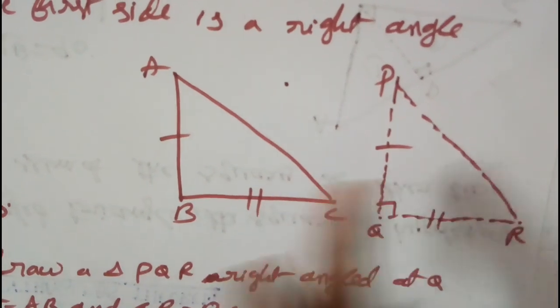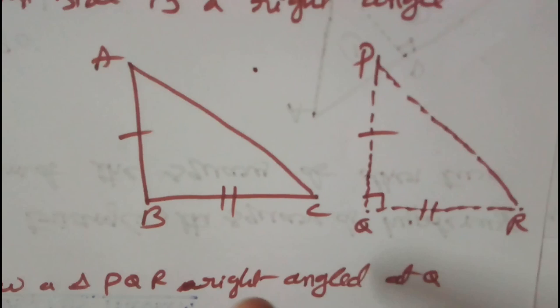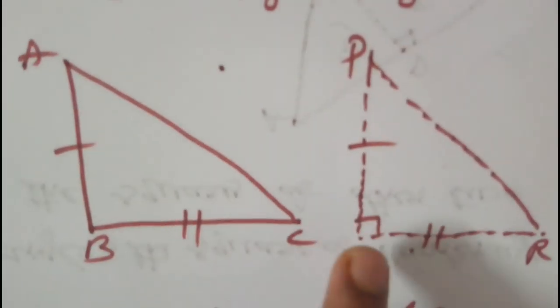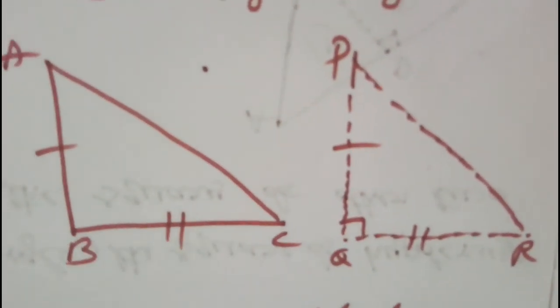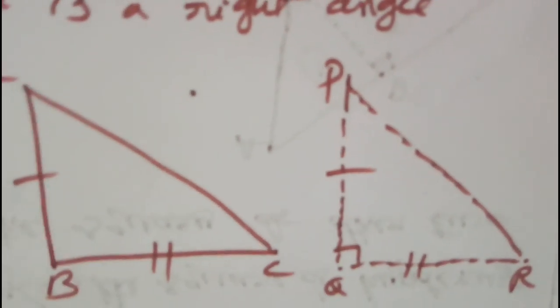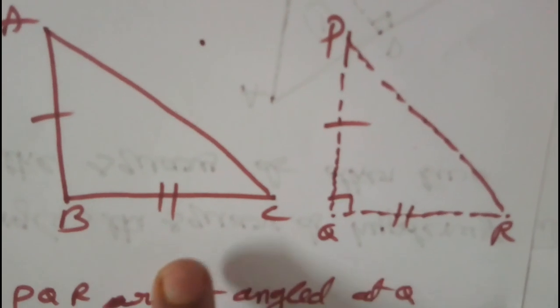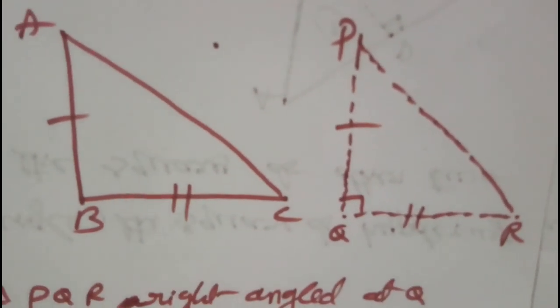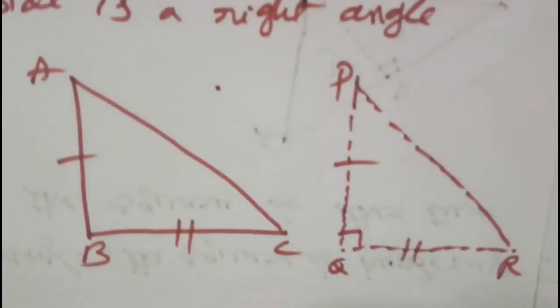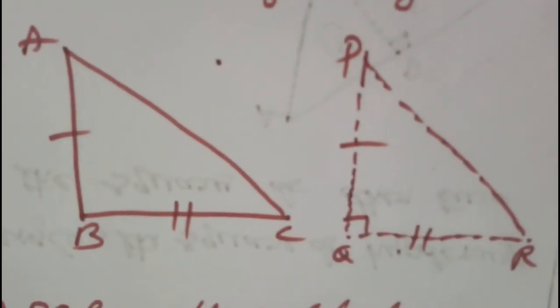Now prove that these two triangles are congruent. If you show these two triangles are congruent, then corresponding parts of congruent triangles are equal. We can take angle B is equal to angle Q. Then automatically, as Q is 90, we can show B is 90. Then how to show these two triangles are congruent? From construction, AB is equal to PQ, BC is equal to QR. Just now we proved AC is equal to PR. By SSS congruency, these two triangles are congruent.